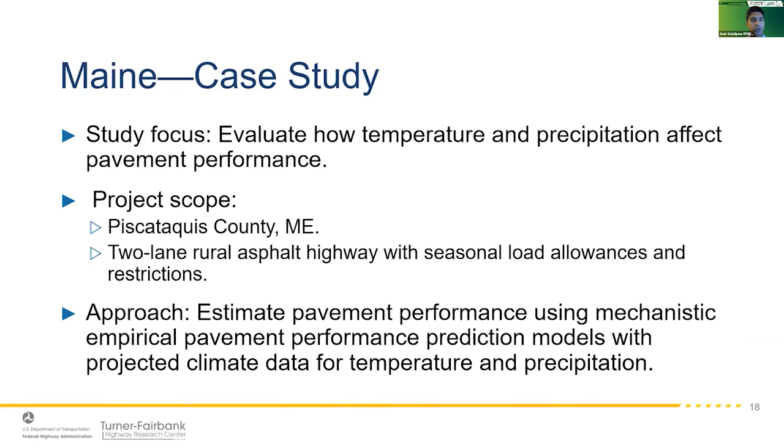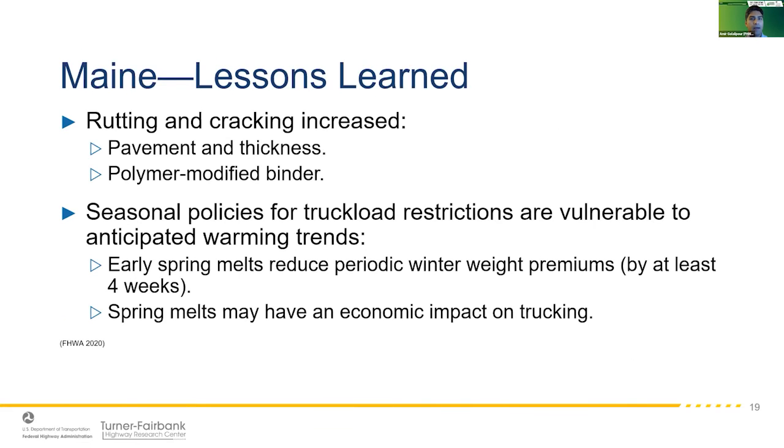Another site that I'm going to show you quickly was in Maine. It's basically the northeast part of the United States. And we wanted to look at the temperature and precipitation impact on pavement performance. It was a rural highway. It was not a major highway. And we wanted to use a mechanistic-empirical pavement performance model to see what's happening.